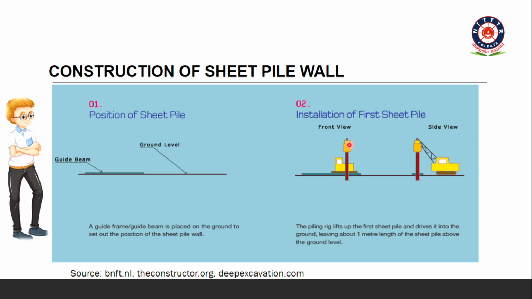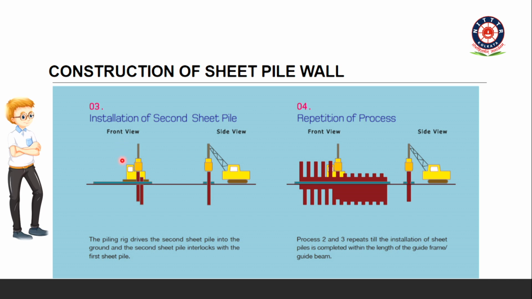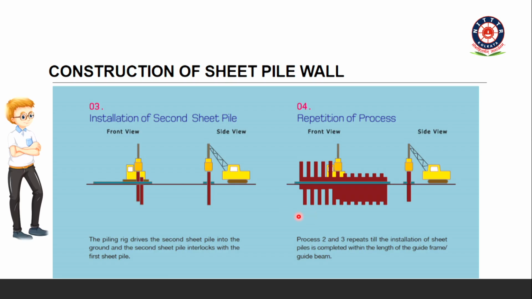You lift the pile, lift up the first sheet pile and drive it into the ground, leaving about 1 meter length of the sheet pile above the ground. After doing one sheet pile, the same procedure you will follow for the second sheet pile, and you will make the interlock jointing of the first sheet pile and second sheet pile, and this procedure will be repeated to cover the entire length. See this, they are covering the entire length.